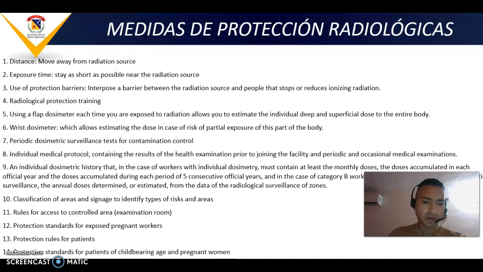Then classification of areas and the signage to identify types of risks and areas. 12. Rules for access to controlled areas. 20. Protection standards for exposed pregnant workers. 13. Protection rules for parents. 14. Protection standards for parents on the children's age and the pregnant woman.